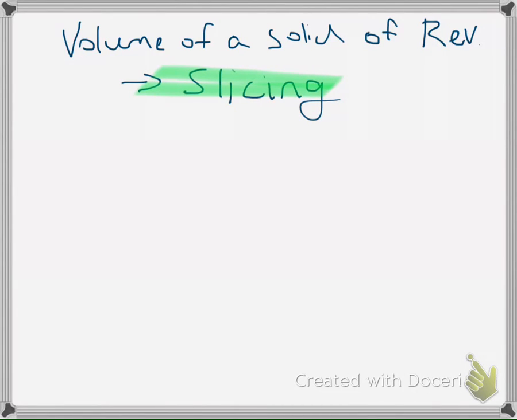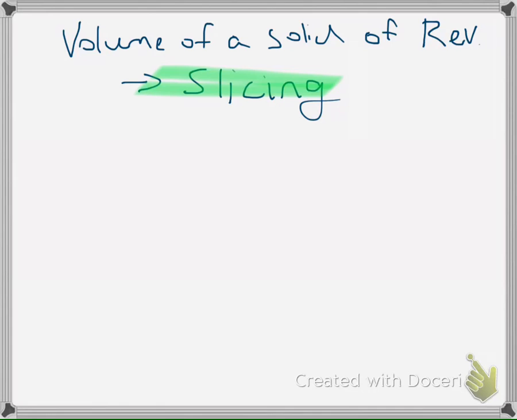Hi girls, so the first topic in the volumes for Extension 2 is the volume of a solid of revolution involving slicing. And this is actually quite similar to what you've done before. And let's start by doing an example that would actually be pretty valid in other courses.